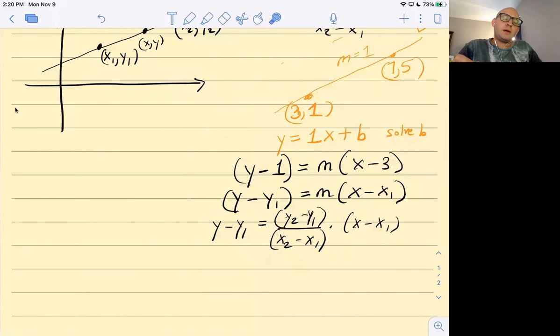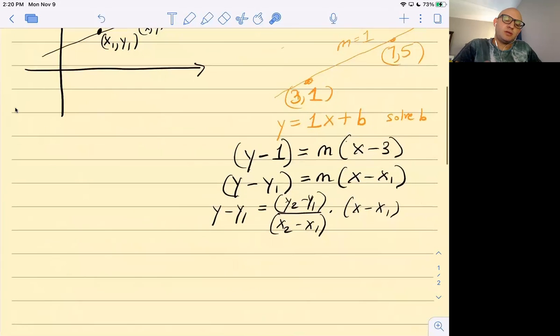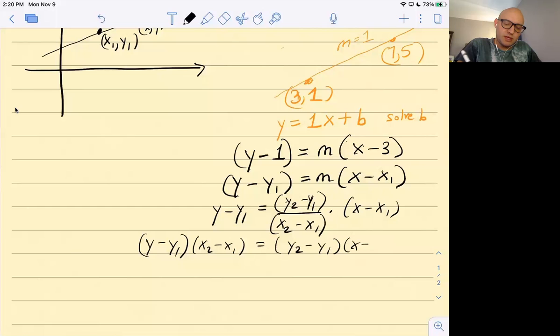Okay. Now let's rewrite this. We're just going to rearrange everything and set it equal to 0, because we see this equation has everything equal to 0. So when I do that, I get the following. I'm going to expand everything and I get (y minus y1) times (x2 minus x1) equals (y2 minus y1) times (x minus x1).